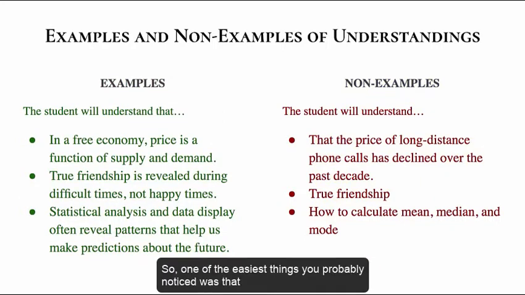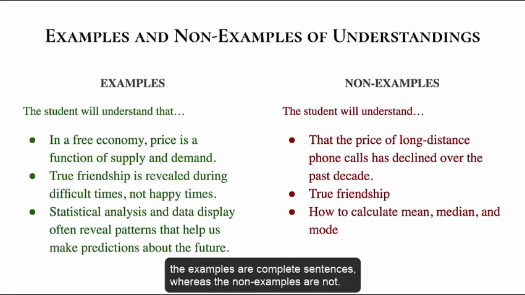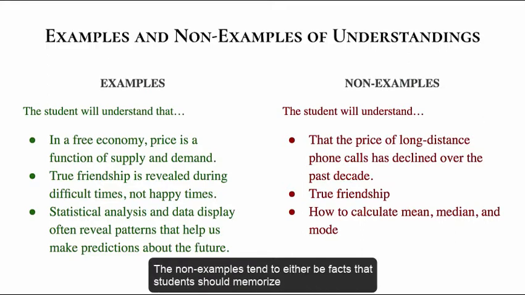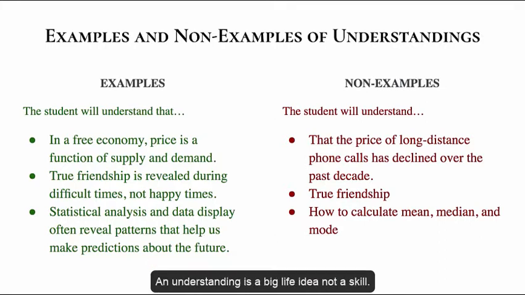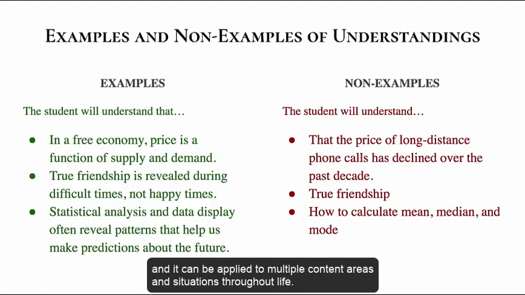So one of the easiest things you probably noticed was that the examples are complete sentences, whereas the non-examples are not. The non-examples tend to either be facts that students should memorize or skill-based objectives, such as how to calculate mean, median, and mode. And understanding is a big life idea, not a skill, and it can be applied to multiple content areas and situations throughout life.